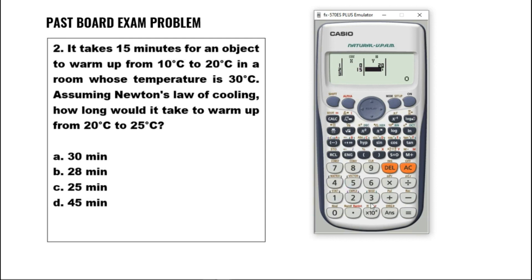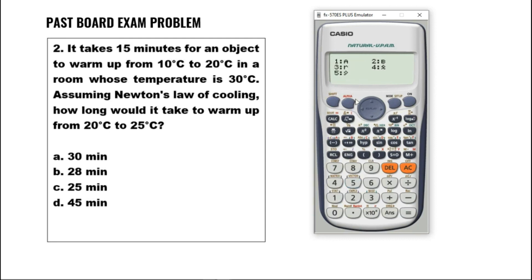So 30, palaging ma-minus because this Y is the change of temperature. So 30 minus 20. So ang question is, how long would it take to warm up from 20 degrees C to 25 degrees C? So shift, so off muna natin AC, so you have your shift stat. Then, hinahanap natin, how long would it take? So that is your time.